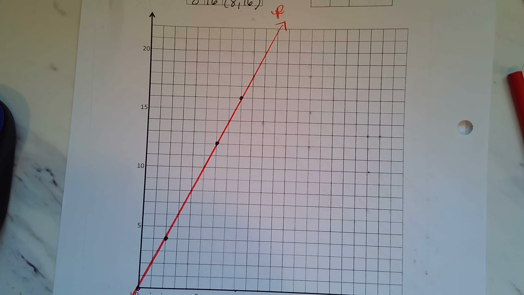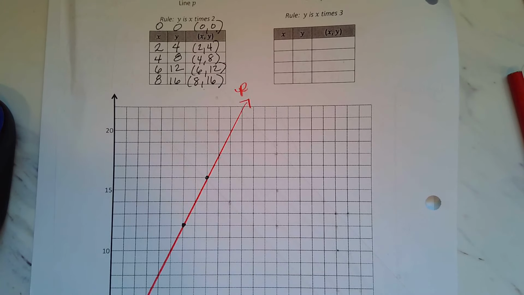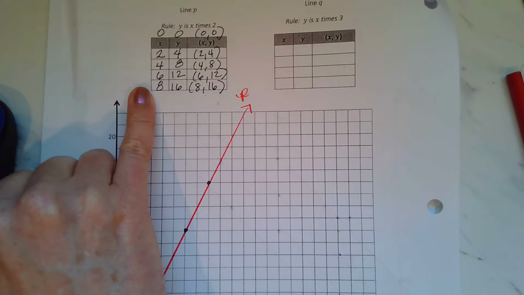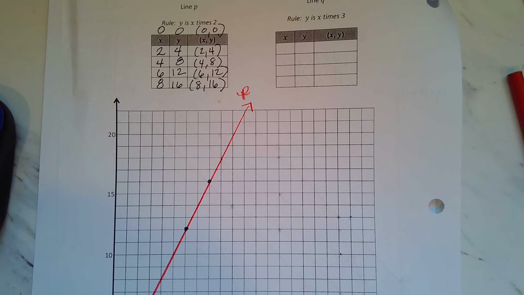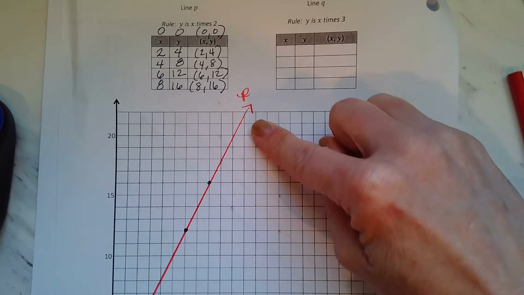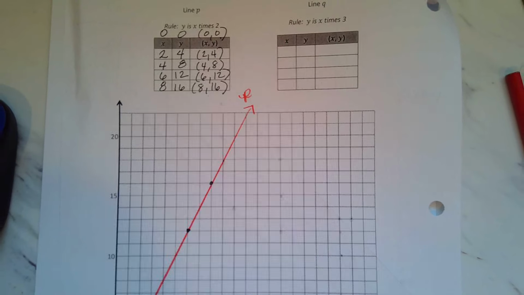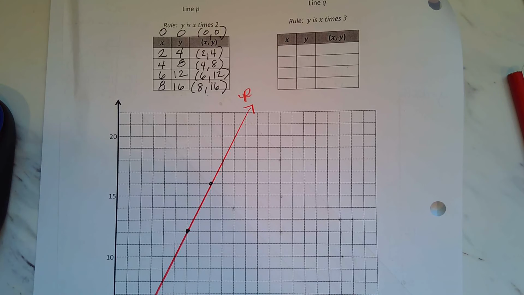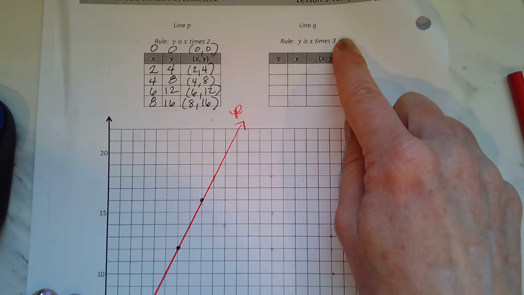Awesome. All right. Our next rule is going to wait for just 1 second though. Let's just say y is x times 2. So if x is 2, y must be 4 because 2 times 2 is 4. I just multiplied 2 times 2 and got 4 for the y coordinate. Now, we chose some new x coordinates and found our y coordinate, and then our coordinate pair. And we plotted it and connected the points, correct? All right, let's do the same thing for line Q.